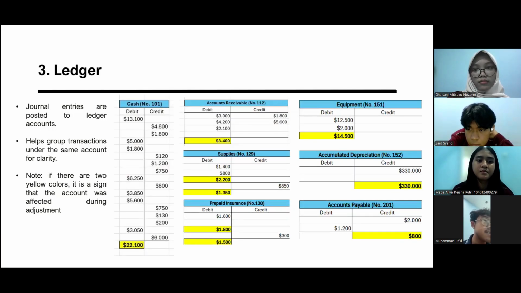Third is ledger. Journal entries are posted to ledger account. Help group transactions under the same account for clarity. Note, if there are two yellow colors, it is a sign that the account was affected during adjustment.